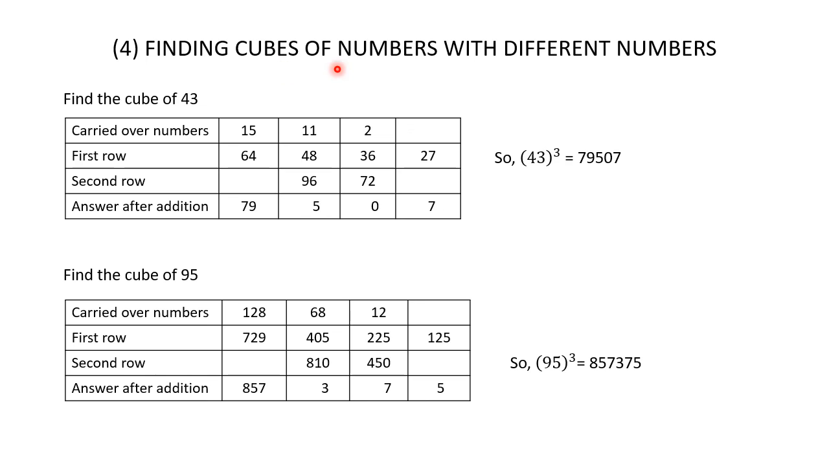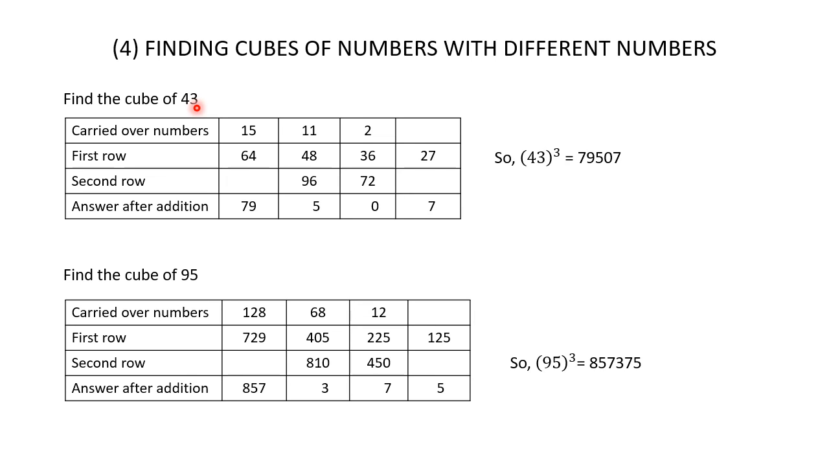Let's find the cubes of numbers with different digits with a few more examples. Find the cube of 43. The number 43 has two different digits, 4 and 3. Now 4 cubed is 64. Write 64 in the first column. 3 cubed is 27. Write 27 in the last column, that's the fourth column. Now 4 squared multiplied by 3, that is 16 multiplied by 3, is 48. Write 48 in the second column.